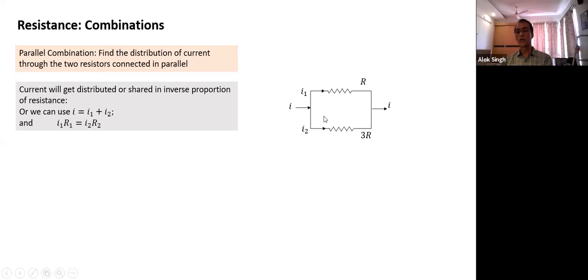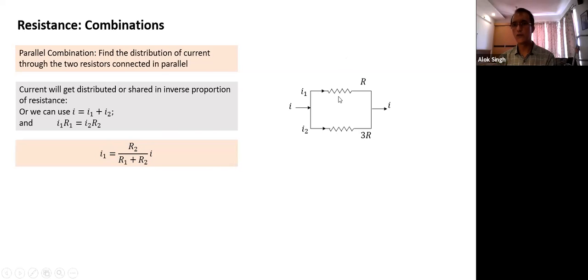Or I'm saying dividing the current in inverse proportion of resistance. Can we easily do that part? Applying I1, R1, R2, what is I1? If it is inverse proportion, in the numerator what comes? R2 part. R2 divided by R1 plus R2 into I. Or I can do it mentally also very quickly.